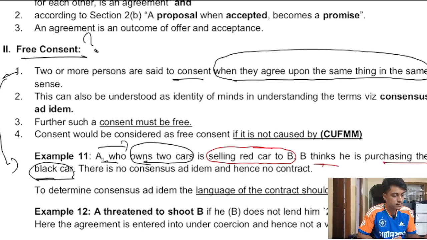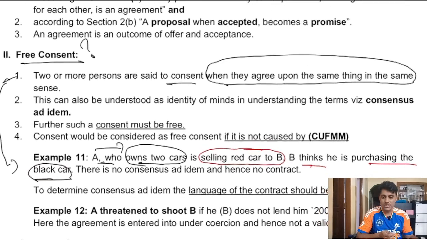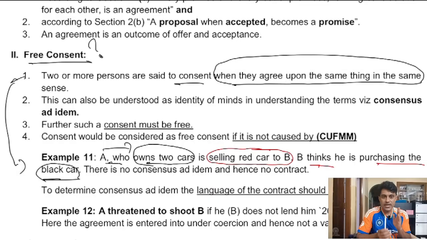Black color car. So if you see here, A is selling a red color car, but B thinks he is purchasing a black color car. So therefore, two parties are not agreeing upon the same thing in the same sense. So we cannot say there is a free consent existing in this case. So therefore, this becomes an invalid contract. So basically, this is your first point.